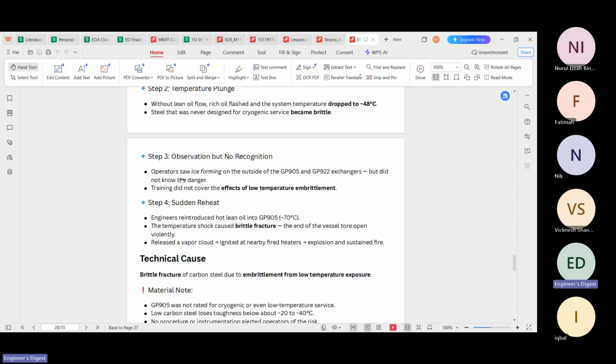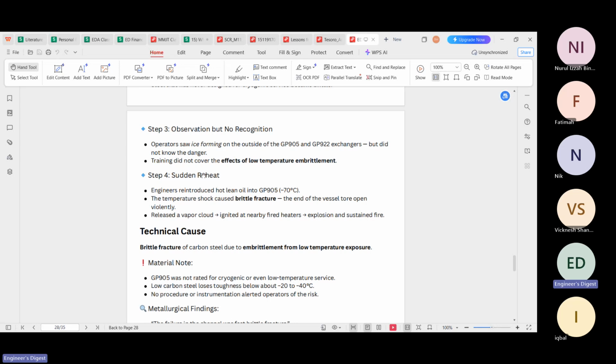Operators saw ice forming on the outside of the heat exchanger, but did not know the danger. Ice forming is an indication that the temperature dropped below 0 degrees Celsius. Training did not cover the effect of low temperature embrittlement. So from this statement, you understand that carbon steel has a limitation on the lower side of temperature. Below minus 40 degrees, we cannot use carbon steel.